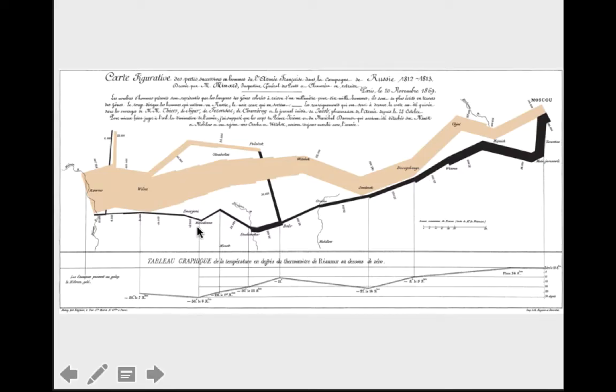This is another classic visualization, and I have to confess, I have been seeing this since I started studying computing, and I did not understand it for a really long time, so I'm going to try to do my best to explain this. This is a visualization from the 1800s, and it's a map of the French army moving into Russia and back out of Russia in 1812. So this is Napoleon's march.